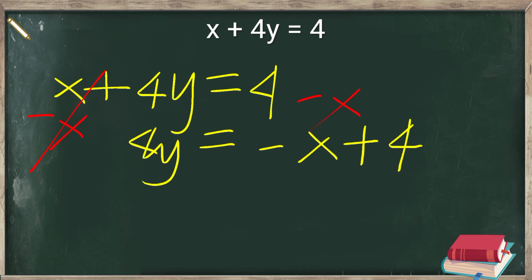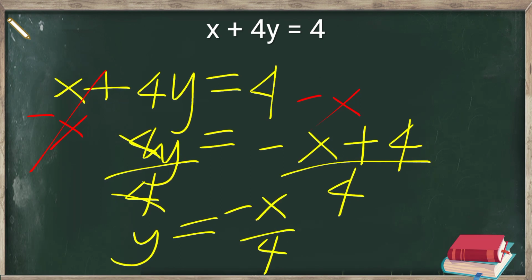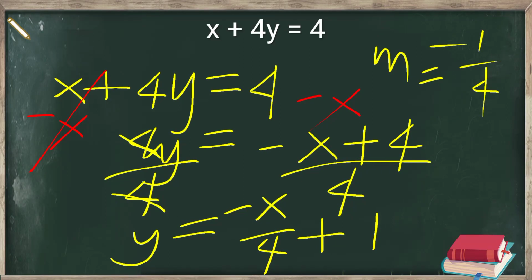Since may kasamang 4 si y, we need to divide both sides by 4. So, cancel si 4. We have y equals, we need to divide negative x by 4, pero hindi siya possible. So, ganyan lang isusulat. Since 4 can be divided by 4, we can have 1. So, plus 1. Ibig sabihin, ang m mo ay negative 1/4. And your b is positive 1. Okay.